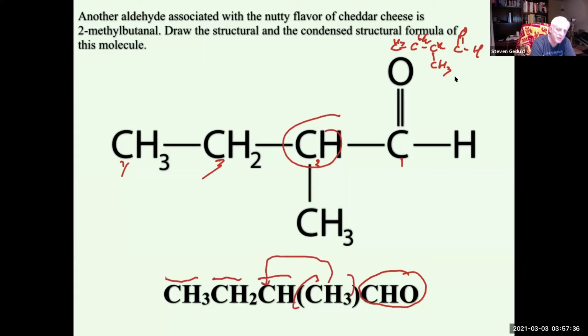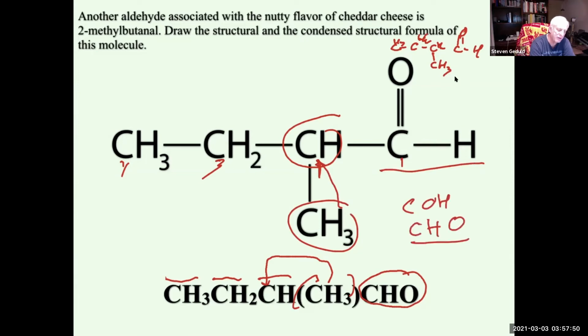And then this methyl group in parentheses refers back to the previous carbon. Remember, when we put parentheses, it always goes back to that carbon. So the CH3 group is attached to this carbon, and then our CHO. Just don't make the mistake of putting COH, because COH is an alcohol. So it's an aldehyde. We put CHO, even though we know the hydrogen is not between the carbon and the oxygen. But that's your condensed structural formula.